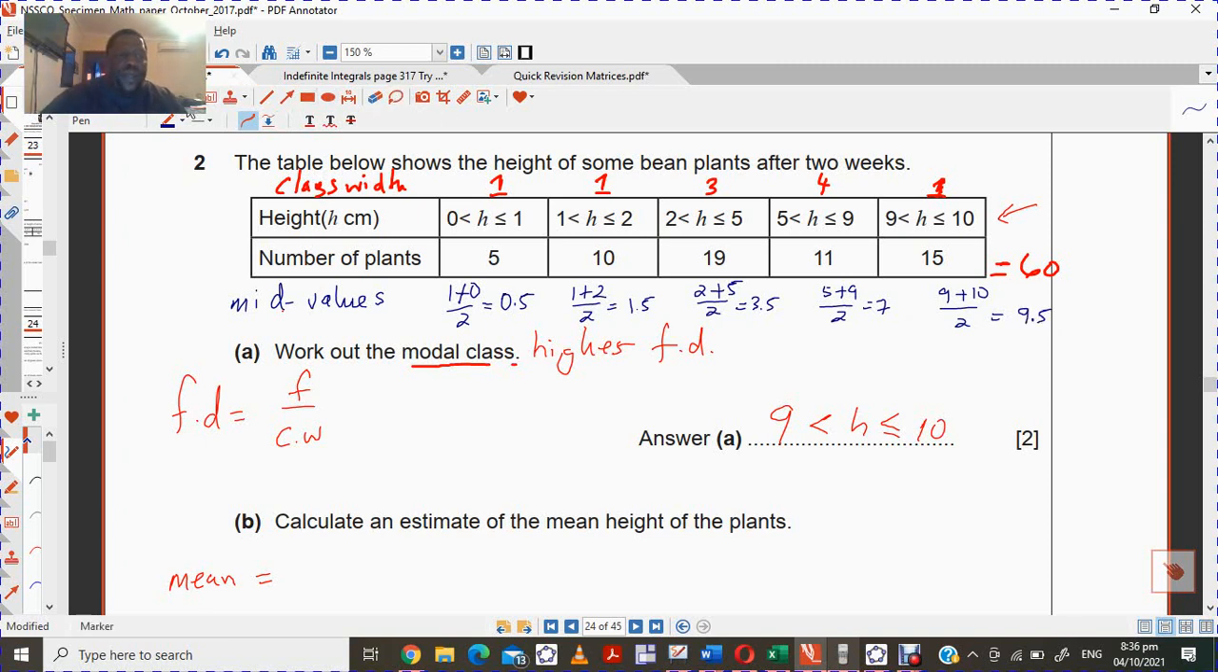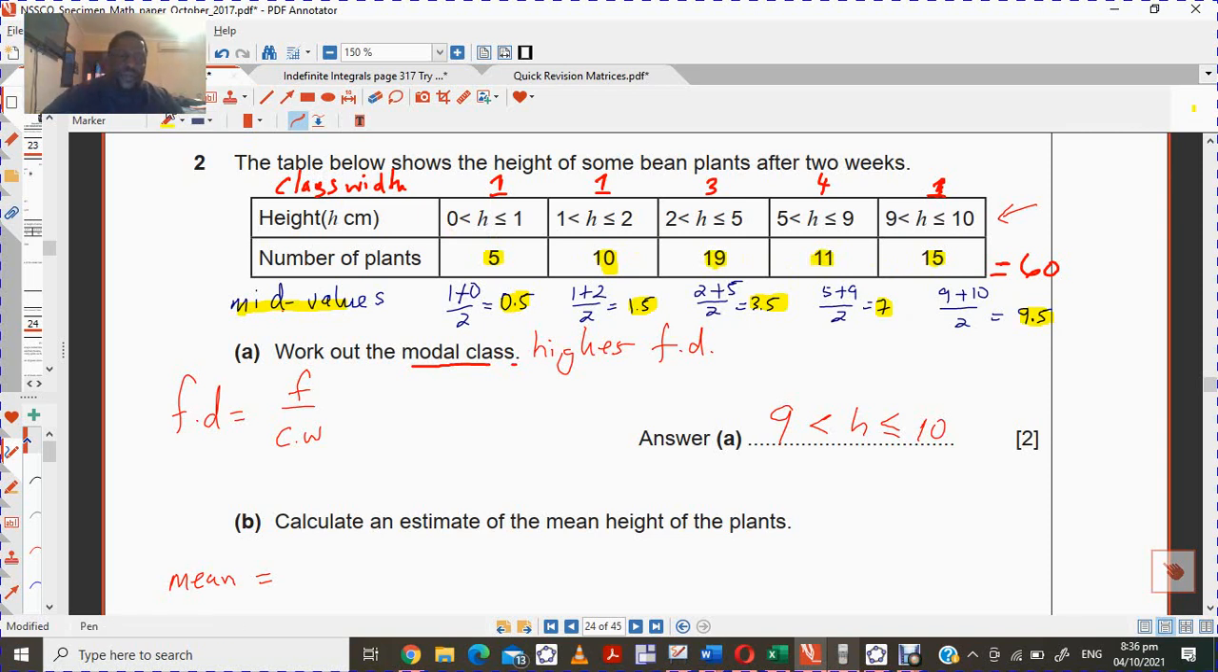So the mid values that I have are 0.5, 1.5, 3.5, 7, and 9.5. So you're going to multiply these by the frequencies, and then you are going to find the sum of that.